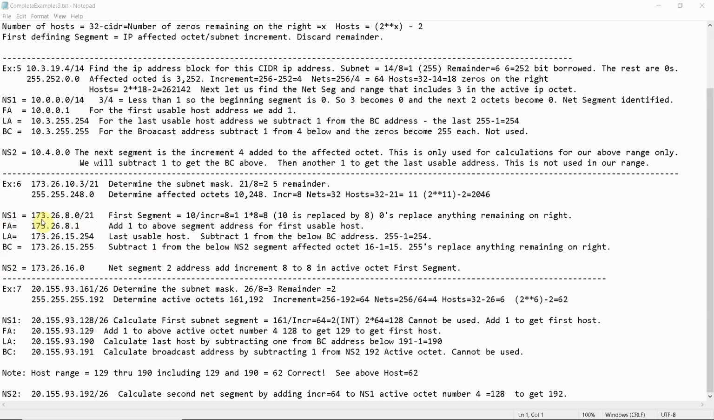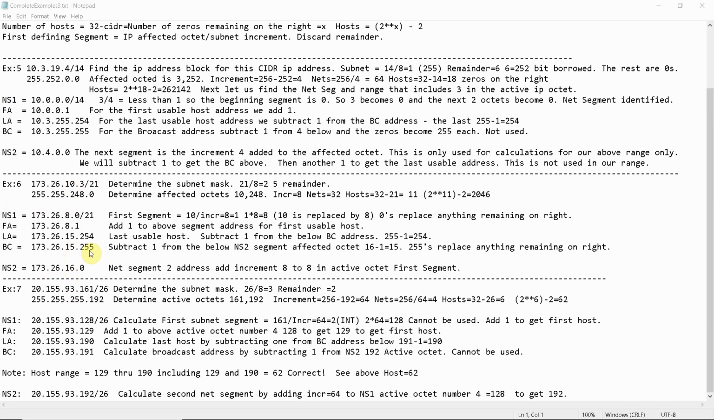So now that we have our net segment for this address, and we know that it is the third octet over, we know it's 8. Now increment's 8. So we know the next one's going to be 173.26.16.0. Our range is going to be between here and here. So once we get to here, we have to subtract 1 from 16. Why again? Because it's the active octet. Third one over here. Subtract 1 from 16, it becomes 15.